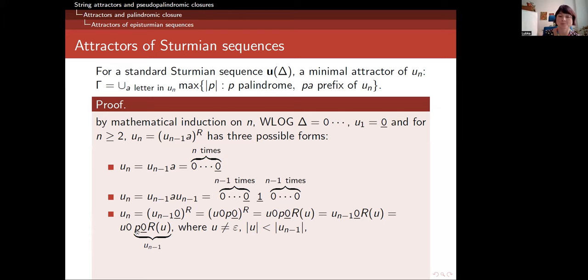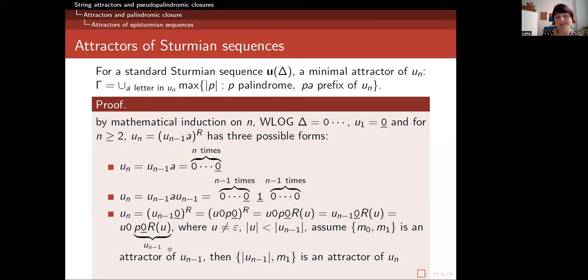And since we are not in the first, neither in the second case, u is non-empty and it is smaller than un minus one. And it is a suffix of un minus one. No, sorry, it is a prefix of un minus one. So now I want to show that un has the attractor of this form, and I assume that un minus one has already an attractor of this form. I proved that by induction. So assume that m0 and m1 is an attractor of un minus one, where m0 is the length of the longest palindrome followed by zero, and m1 is the length of the longest, sorry, palindromic prefix of un minus one followed by one.